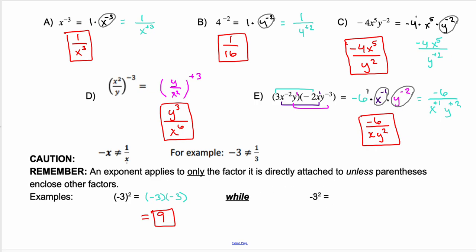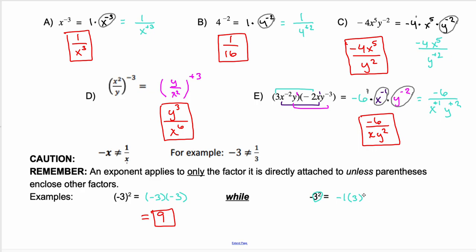While we have negative 3 squared, no parentheses. So what is actually being squared? This exponent of 2 is only attached to the 3. Remember, an exponent applies to only the factor it is directly attached to. So it's only attached directly to that 3. There are no parentheses. So what does this mean? That negative on the outside was never touched. So we do have a negative 1 times 3.